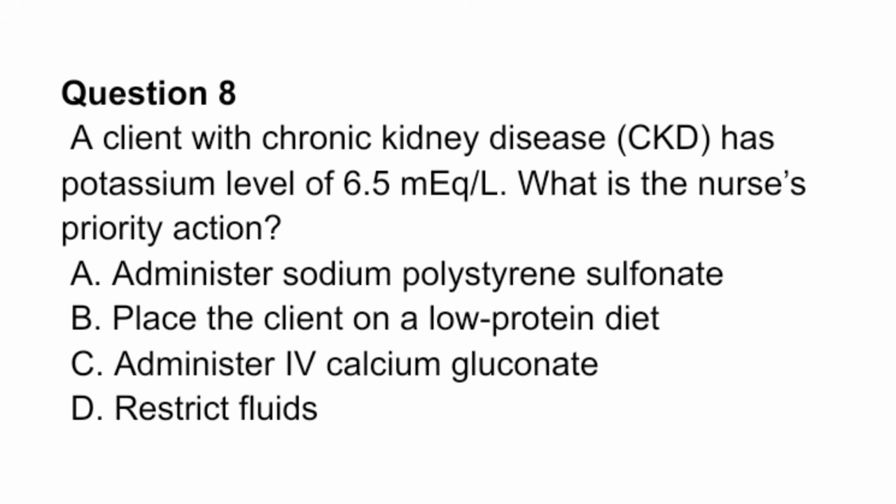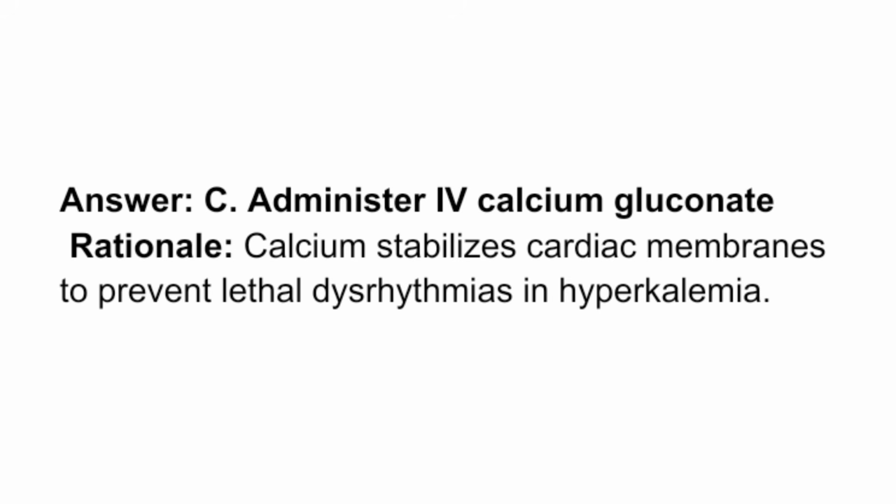Question 8. A client with chronic kidney disease, CKD, has potassium level of 6.5 milliequivalent/L. What is the nurse's priority action? A. Administer sodium polystyrene sulfonate. B. Place the client on a low-protein diet. C. Administer IV calcium gluconate. D. Restrict fluids. Answer: C. Administer IV calcium gluconate. Rationale: calcium stabilizes cardiac membranes to prevent lethal dysrhythmias in hyperkalemia.